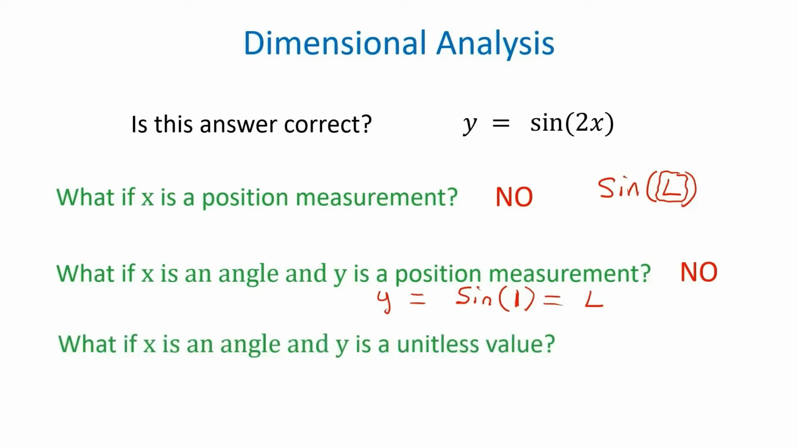Last example. What if x is an angle and y is a unitless value? Well, that works out just fine. Because in terms of dimensions, I'm essentially saying 1 is equal to 1. And that works just fine. So finally, we have a yes, at least as far as dimensional analysis goes, that could be a right answer. I should clarify again that it's not a 100% guarantee, but at least it's dimensionally consistent. All right, if you have any further questions, please let me know about dimensional analysis.